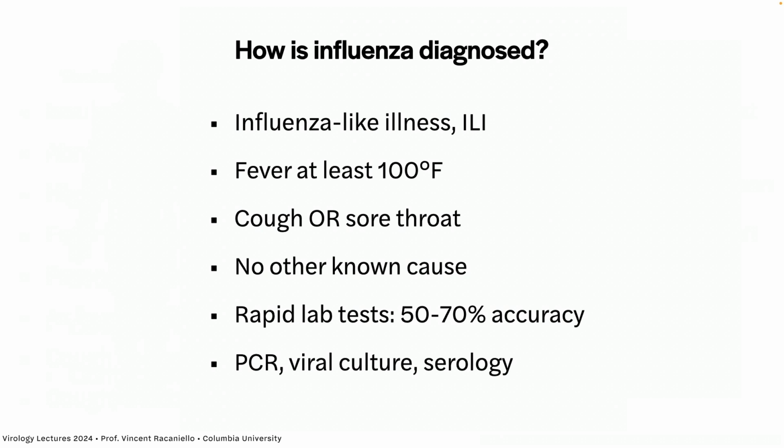And of course, if you have no other known cause of illness, or you haven't been tested for anything else. So there's a rapid antigen test that you could do in a doctor's office. You take a nose swab and you put it on the test. There's also PCR, viral culture, serology, but they take more time, of course, and have to have a specialized lab to do that. But in a flu season, they will just say you have flu without even testing many times.